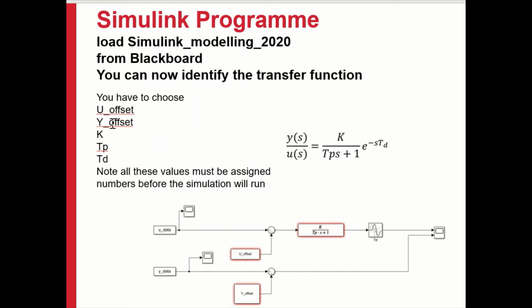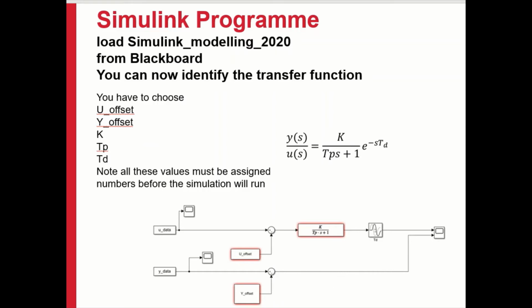Having offset them back to 0, we can then choose K, TP and TD in our transfer function here. The way we're going to do that is we're going to have a little transfer function which we're going to choose the parameters for here, and this is our real data coming down here.